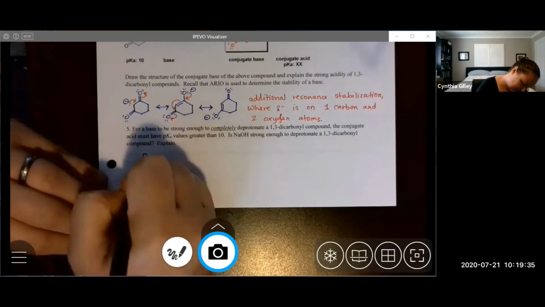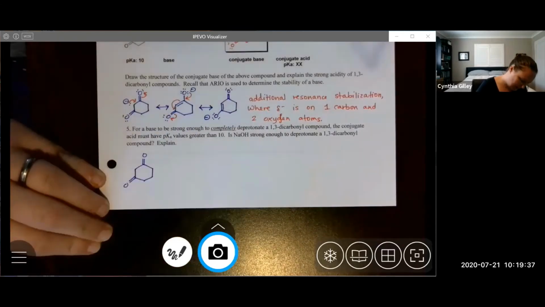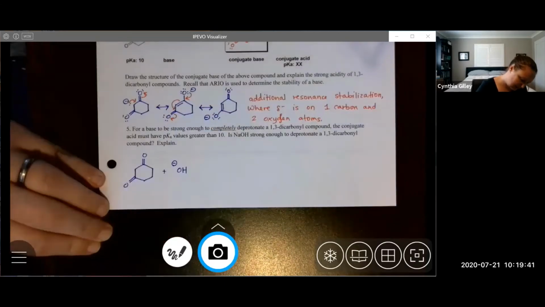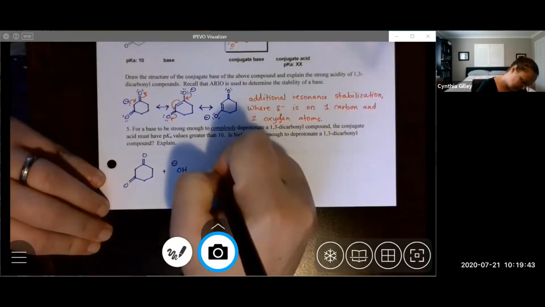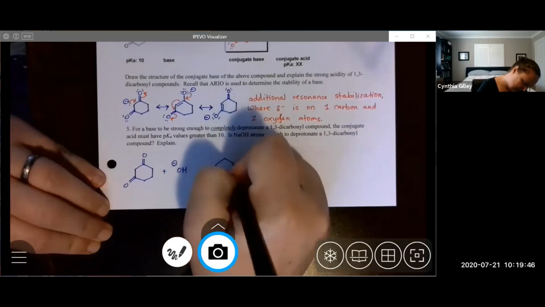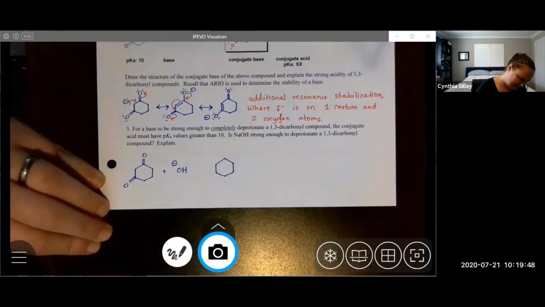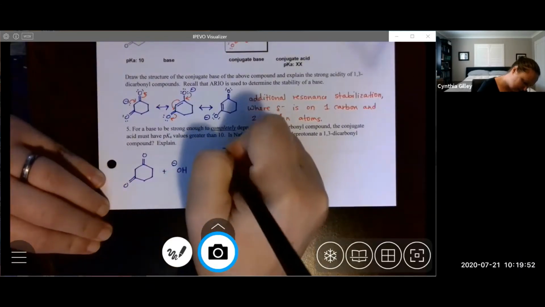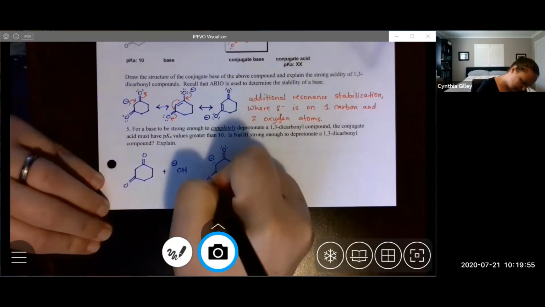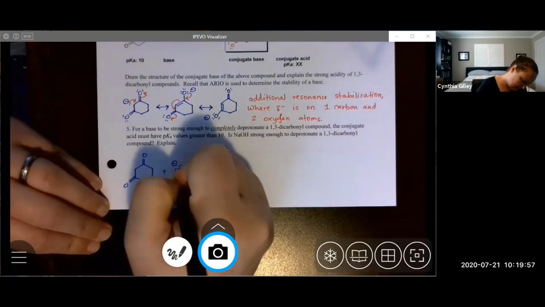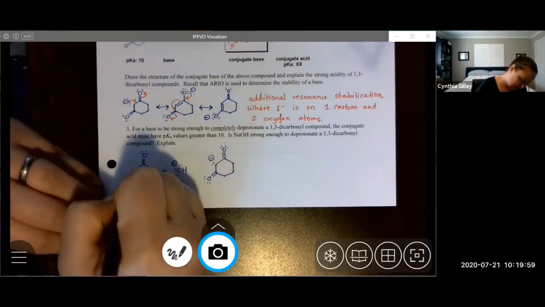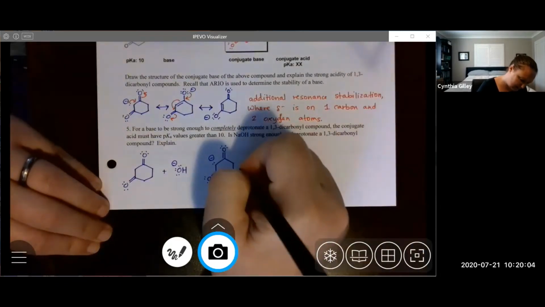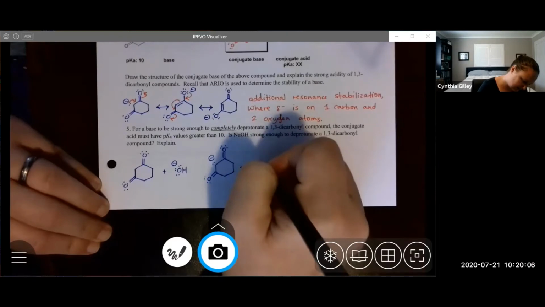And the answer is yes, sodium hydroxide is strong enough, because if you draw out the acid-base equation, so we have our 1,3-dicarbonyl compound, we're using hydroxide as the base, right? And we're analyzing the equilibrium to form the conjugate base and conjugate acid. So we could draw one of the three resonance contributors for the conjugate base of the dicarbonyl compound, and water, which is the conjugate acid of hydroxide.